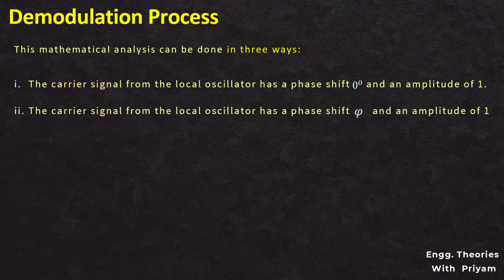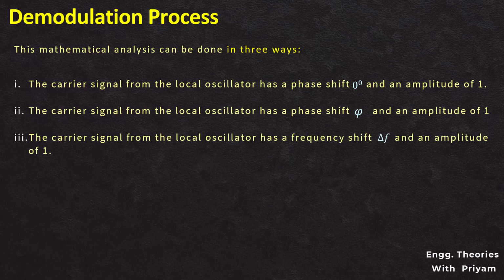In the second case, the carrier signal from the local oscillator has a phase shift of phi and an amplitude of 1. And today we are going to discuss the detection of the SSB-SC modulated signal where the carrier signal from the local oscillator has a frequency shift of del f and an amplitude of 1. We have already discussed the second case of the detection of the SSB-SC modulated signal. In this lecture, we will discuss the third case of the SSB-SC modulated signal detection.